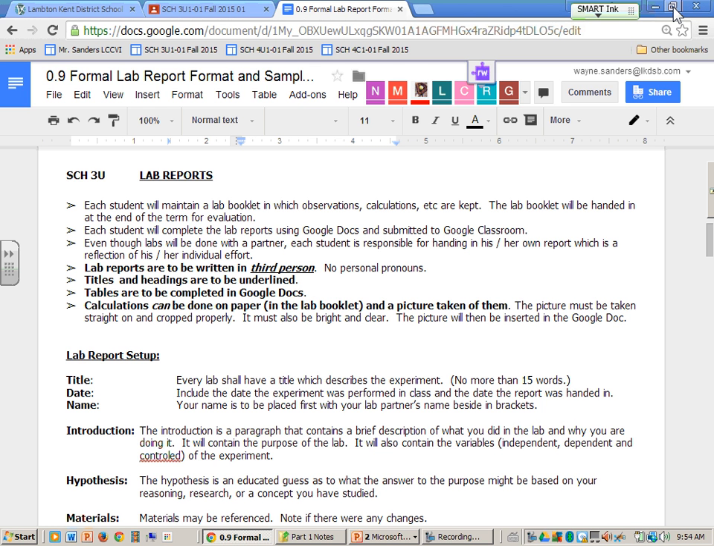Okay, let's talk a little bit about this lab booklet. Each student will maintain a lab booklet in which observations, calculations, etc. are kept. The lab booklet will be handed in at the end of the term. This is new. Again, as I use Google Classroom, I think of ideas that make things a little better. So we used to actually have students write their lab reports in a lab booklet like this. And now I'm going to bring the lab booklet back. This lab booklet is going to be like your observation booklet.